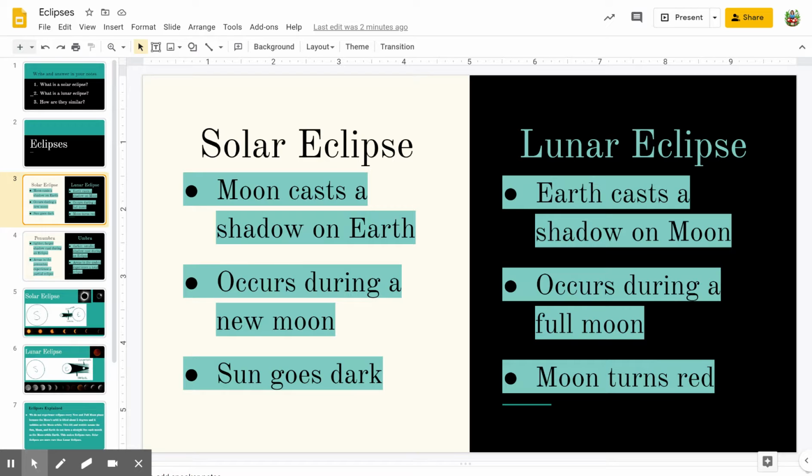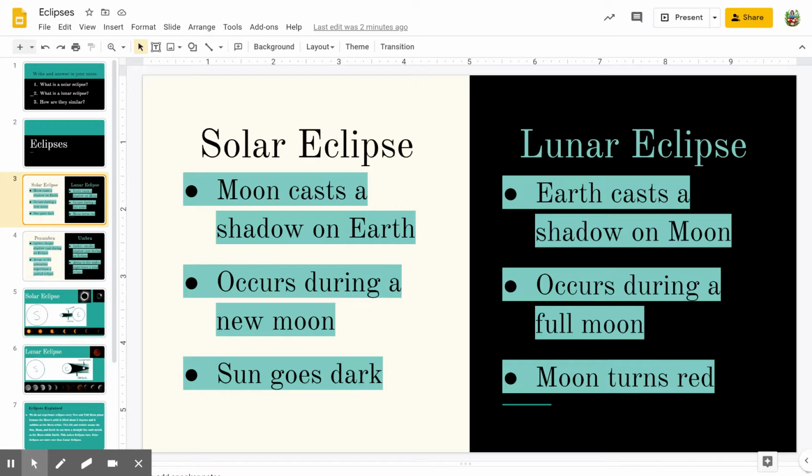This occurs during a new moon phase. So if it's a quarter moon or anything like that and the sun goes dark, we know that there is an issue, that is not a solar eclipse. And the sun does appear to go dark when there is a solar eclipse. I know some of you got to see the solar eclipse a few years ago, but for us here in Lancaster County, we only saw a partial eclipse. And we'll talk about what that means in just a second.